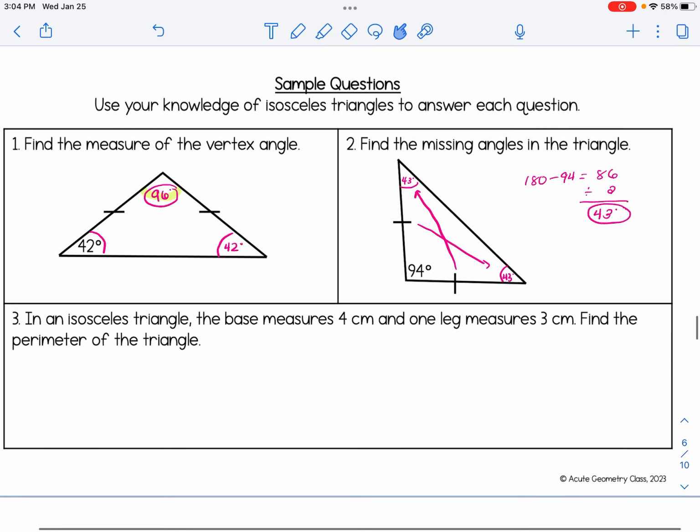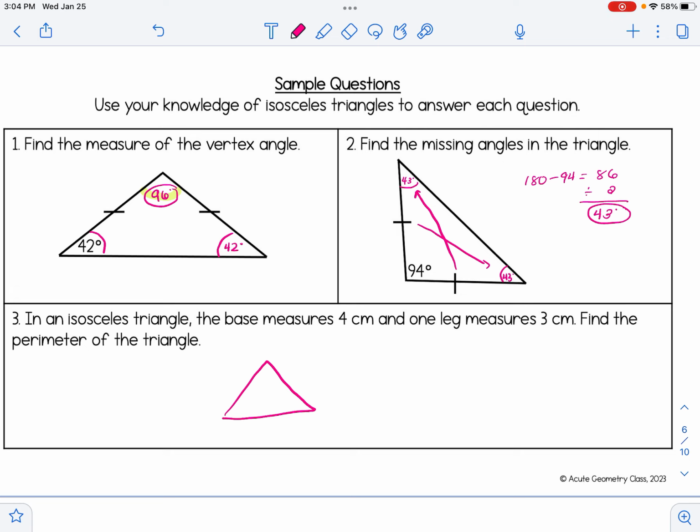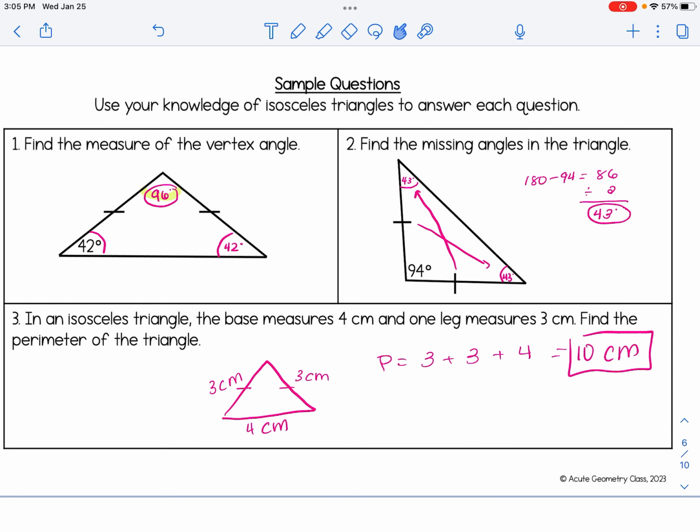All right, number 3. In an isosceles triangle, the base measures 4 centimeters and one leg measures 3 centimeters. Find the perimeter of the triangle. So let's draw this out so we can see what we're looking at here. The base is 4 centimeters. One leg is 3 centimeters. Well, we know in an isosceles triangle that the two legs are congruent to one another, so I know that this is 3 centimeters over here as well. The perimeter is the sum of all of the sides of a shape. So I'm going to add them up, 3 plus 3 plus 4, and I get a perimeter of 10 centimeters for number 3.